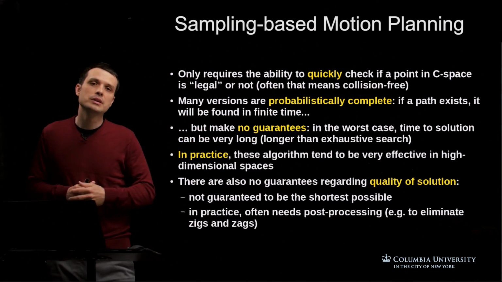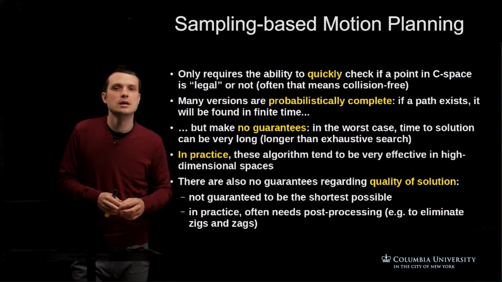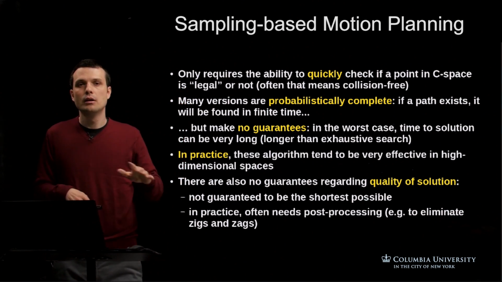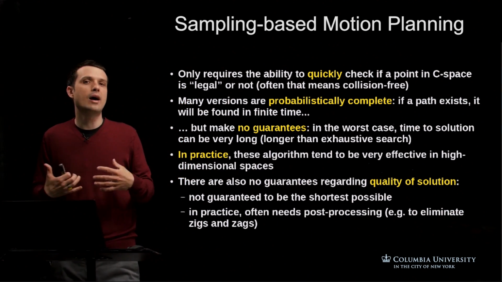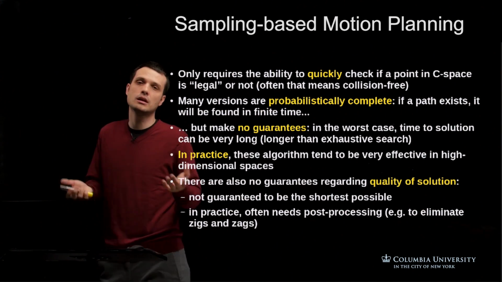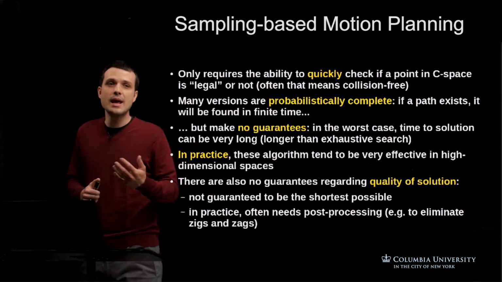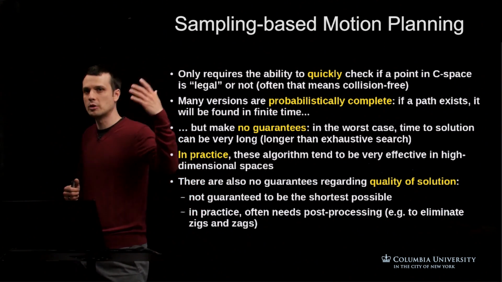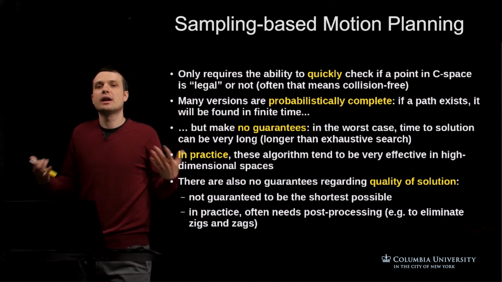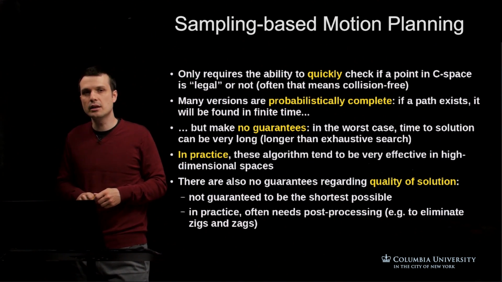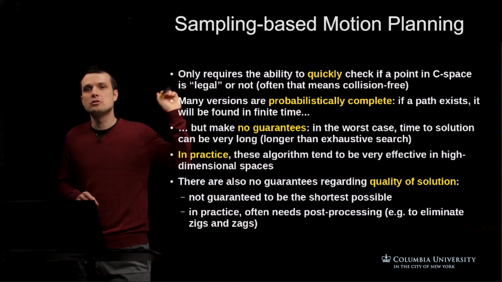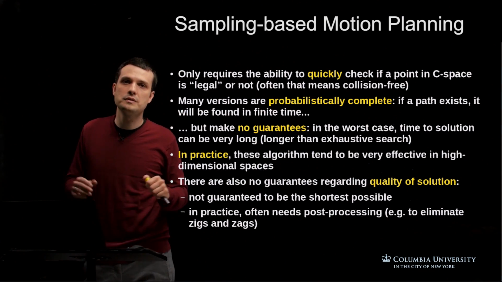What's nice about this family of algorithms is that really the only thing you need is this ability to quickly check if a point in C space is legal or not. Most often that means, is it in collision? You might have other ways to define a point that's legal or not in configuration space. Maybe it's not that you're in an obstacle, maybe you're too close to an obstacle. Or maybe that configuration of the robot requires the robot to be fully extended, in which case it cannot support the weight of whatever it's carrying. There are other ways to define when a point in C space is legal or not. Most often that means, are you hitting something or not? So this is really the only thing you need to be able to run and execute one of these stochastic motion planning algorithms.